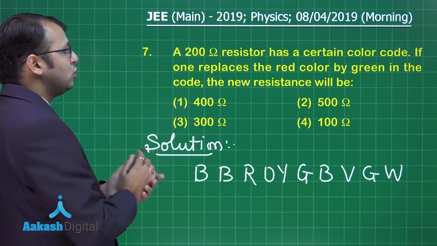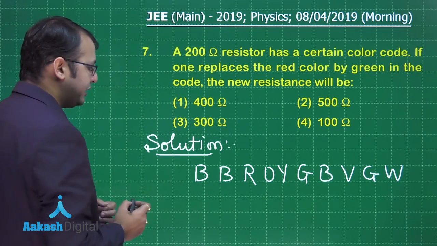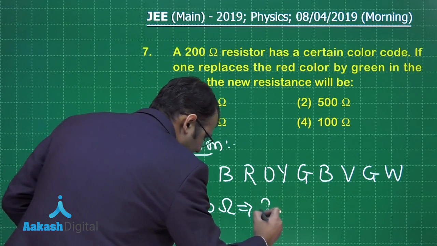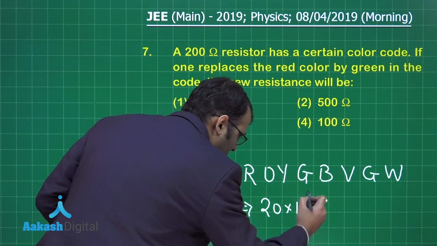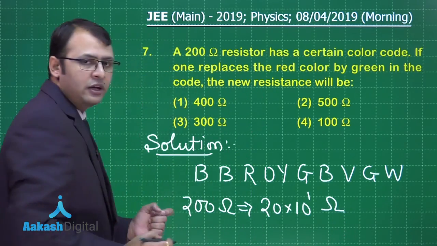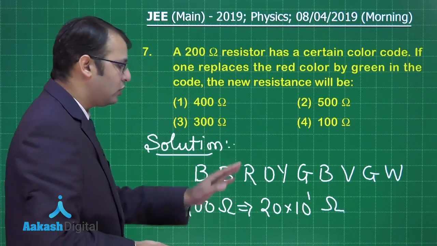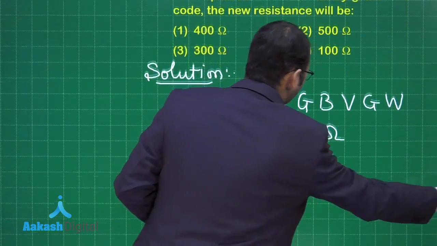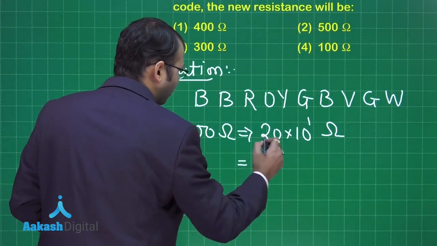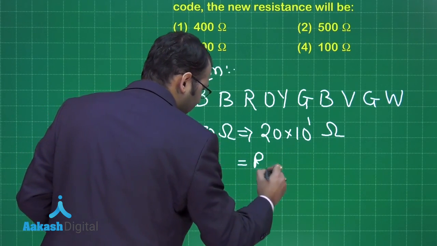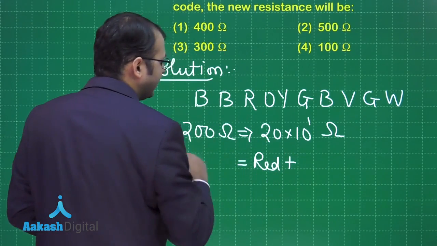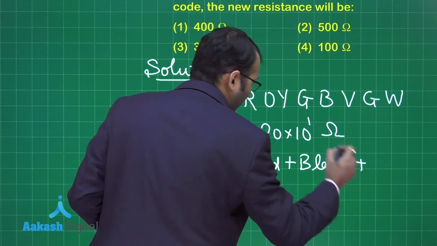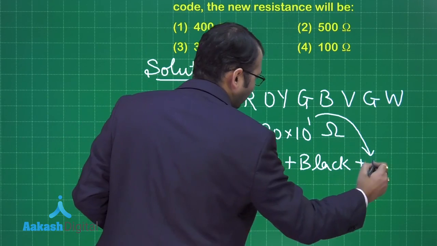Now for the color code of 200 ohm, what would it be? If you write this 200 ohm, this will be represented as 20 into 10 to power 1 ohm, right? Here the variation has not been asked, so we are not getting into it. So the color code of this, for 2, 0 and 1: for 2, it is red. Then for 0 it would be black. And then for 1, this one will represent brown.